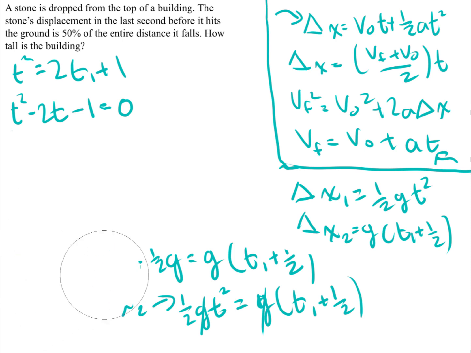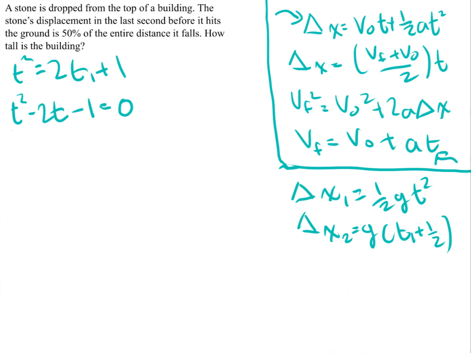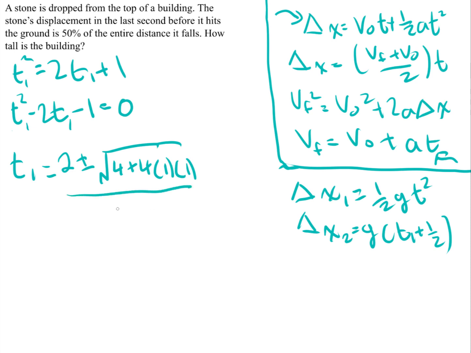From here on, we simply use the quadratic formula, which is x equals, or in this case, t1, since we must not forget the subscript. That is equal to minus b, which is just 2, plus or minus the square root of b squared, which is 4, minus 4ac. Since c is negative, the negatives cancel, and this becomes 4 times 1 times 1, all divided by 2a, so simply 2 times 1. This becomes 2 plus or minus the square root of 8, divided by 2.